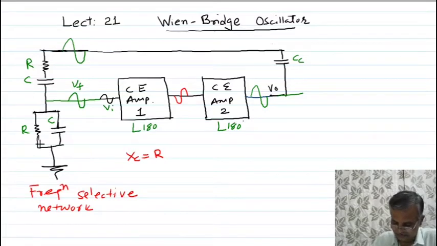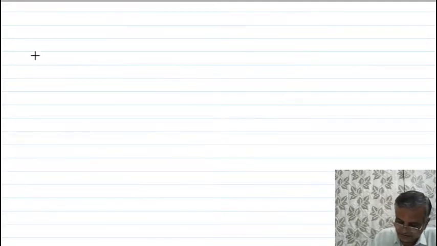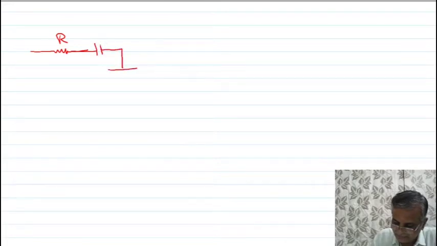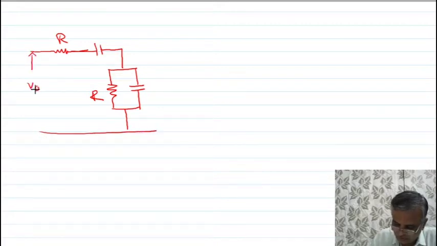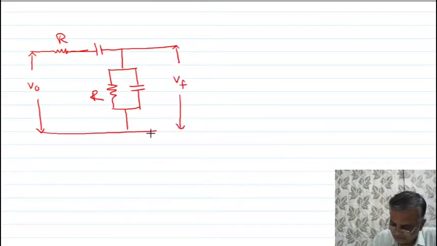I am telling you some detail about why this is known as a frequency selective network. What are the reasons? Look here. Again I am drawing this frequency selective network consisting of resistor R and C. This is your output voltage, and here it is called feedback voltage. It is nothing but your Vi. Let me say R1 and C1 and R2 and C2.